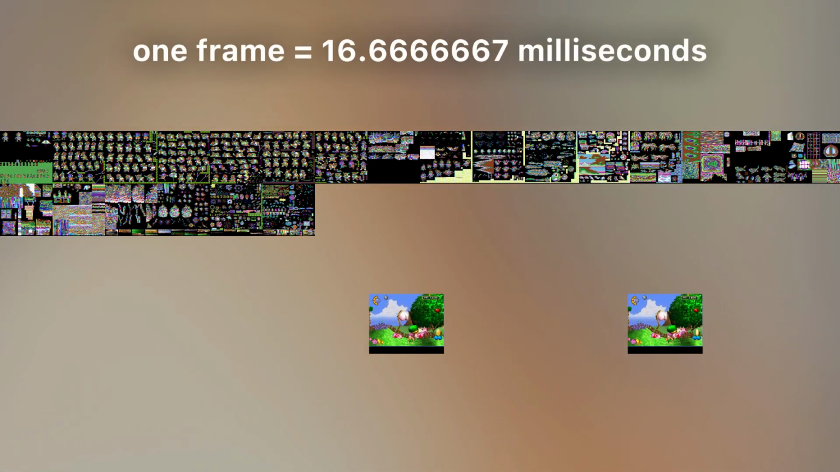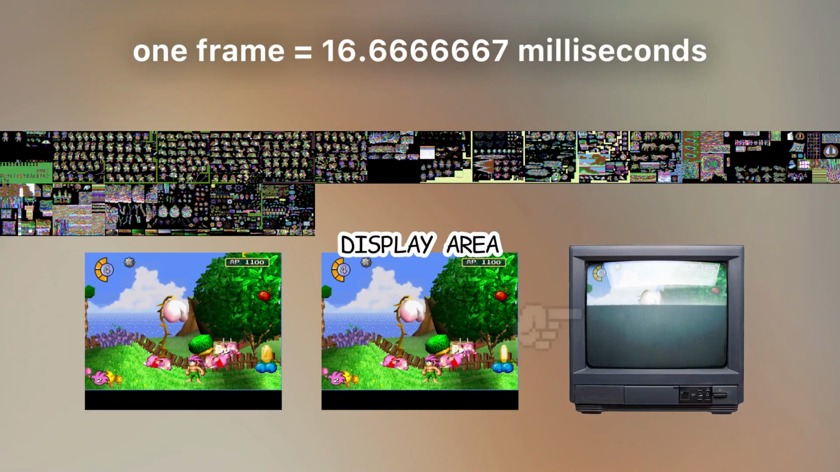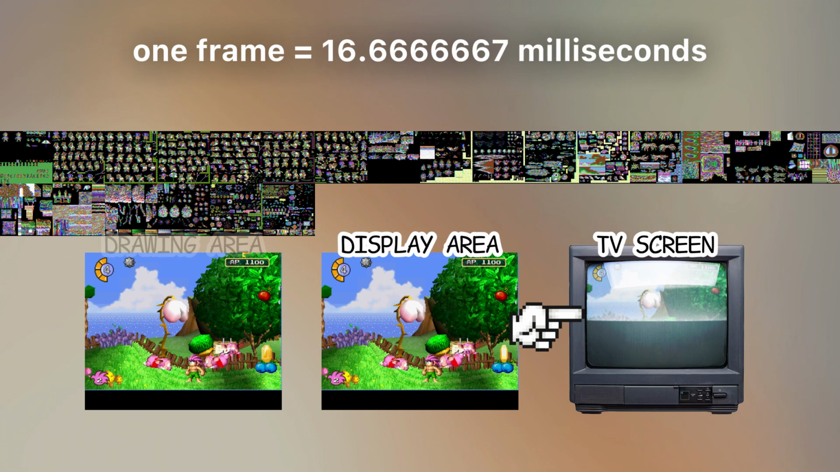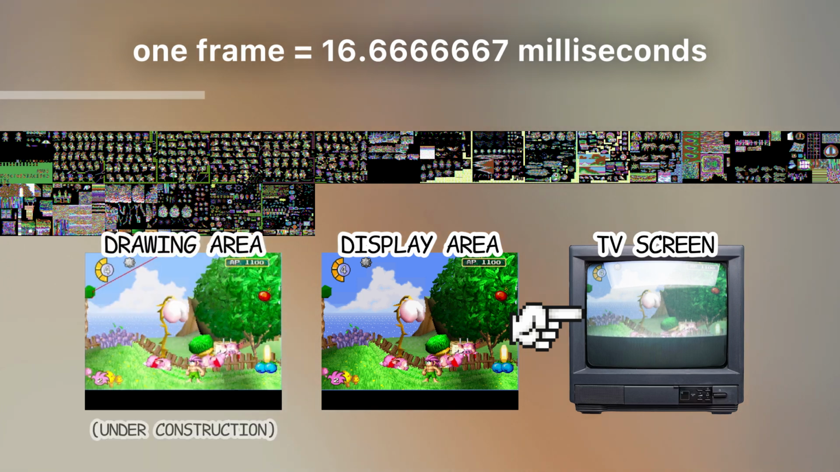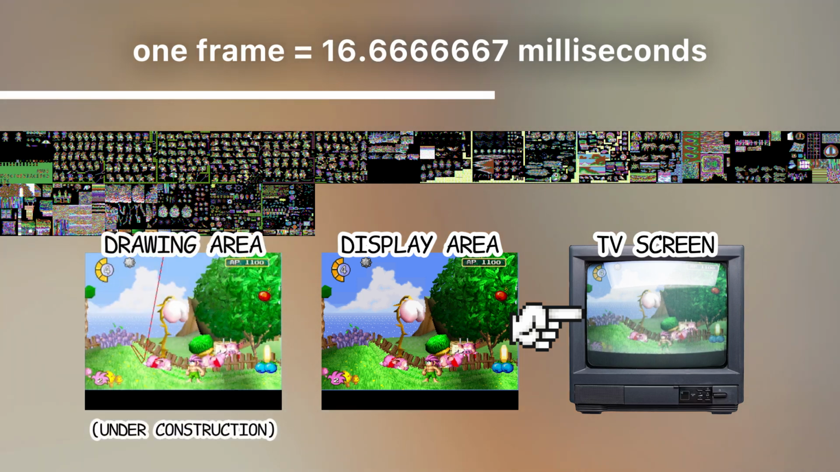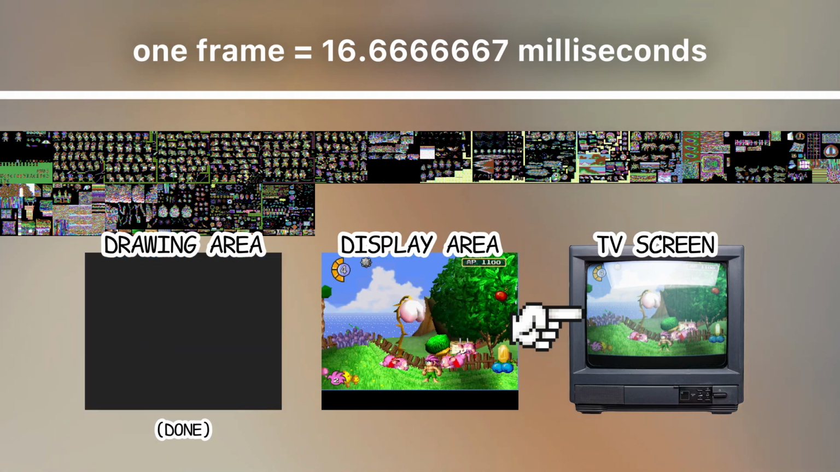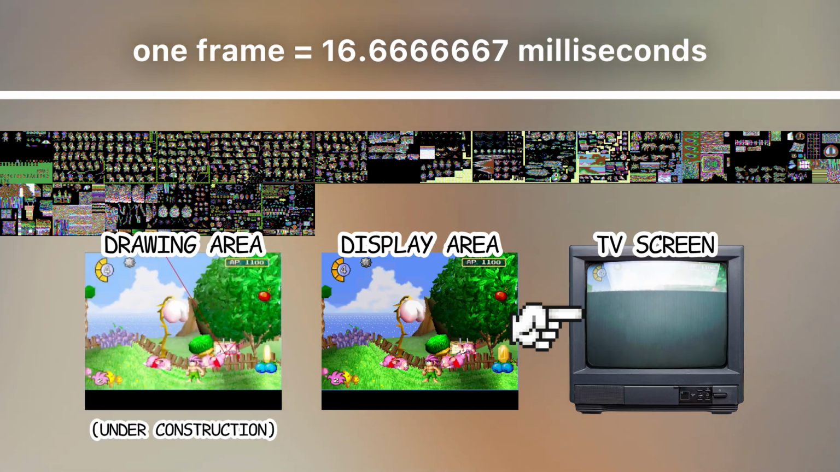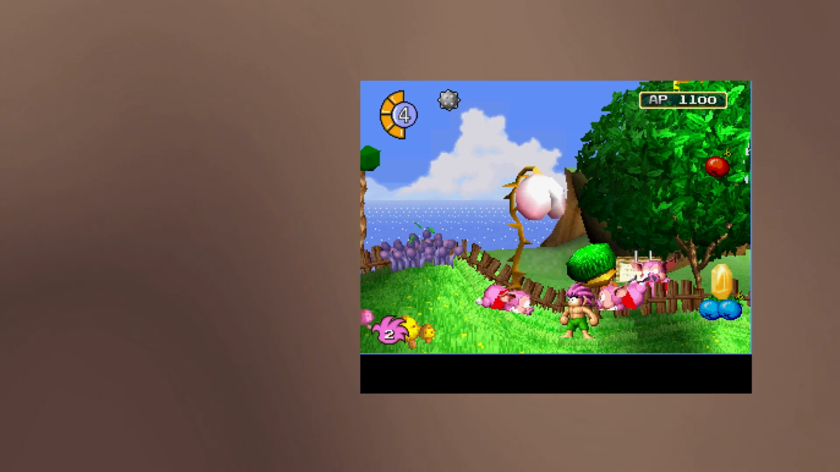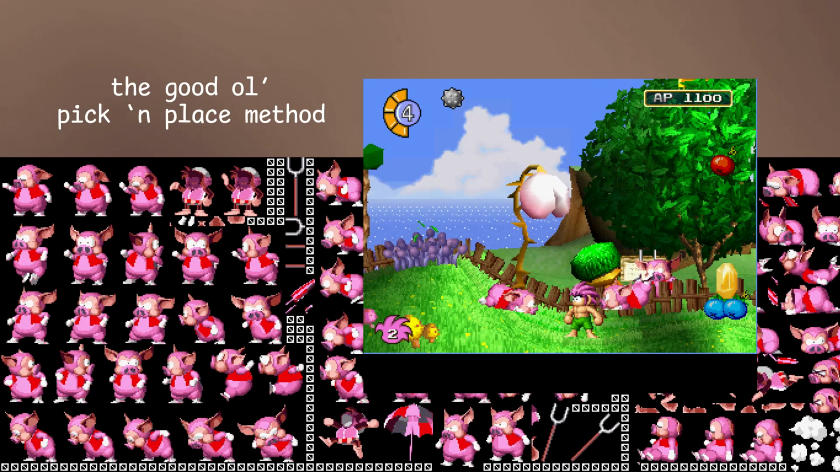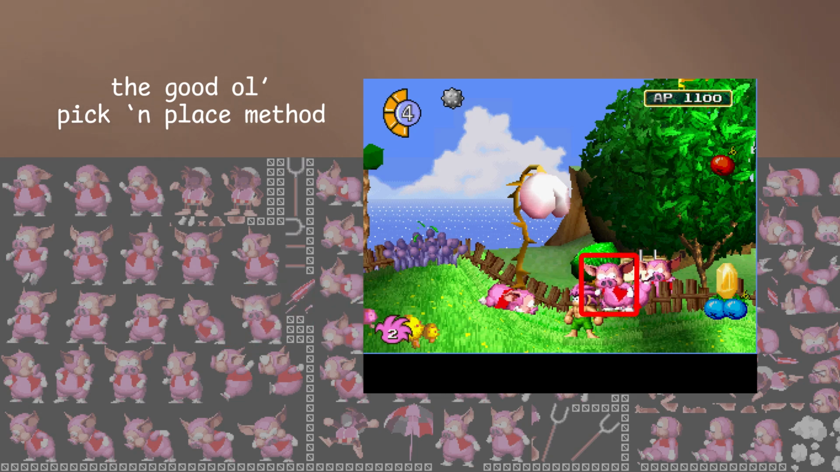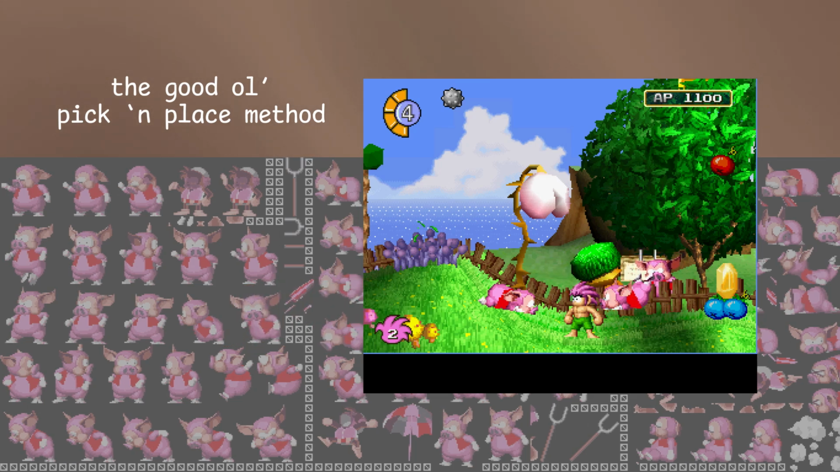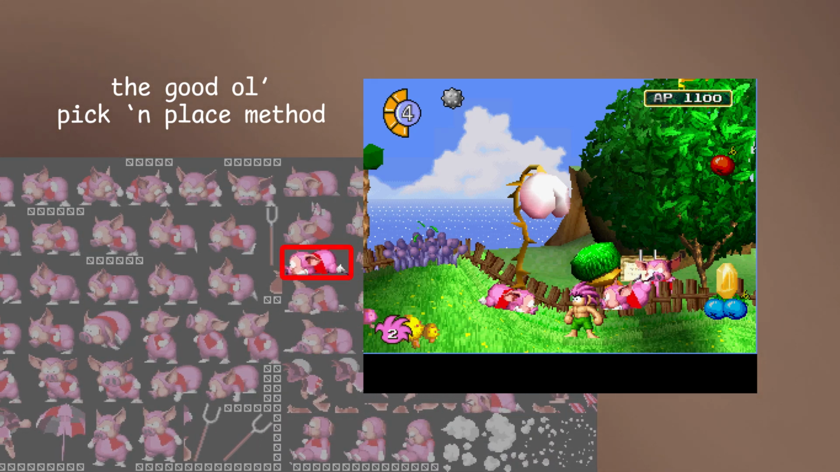During the course of one frame, the display area is shown on the television screen, while the drawing area is being, well, drawn. When the time of one frame has passed, the contents of the drawing area are sent to the display area, and the cycle begins anew. There are many ways to put graphics into the drawing area. The simplest and the most common one is copying a piece from some VRAM page and placing it into some coordinate in the drawing area. Most graphics work this way.